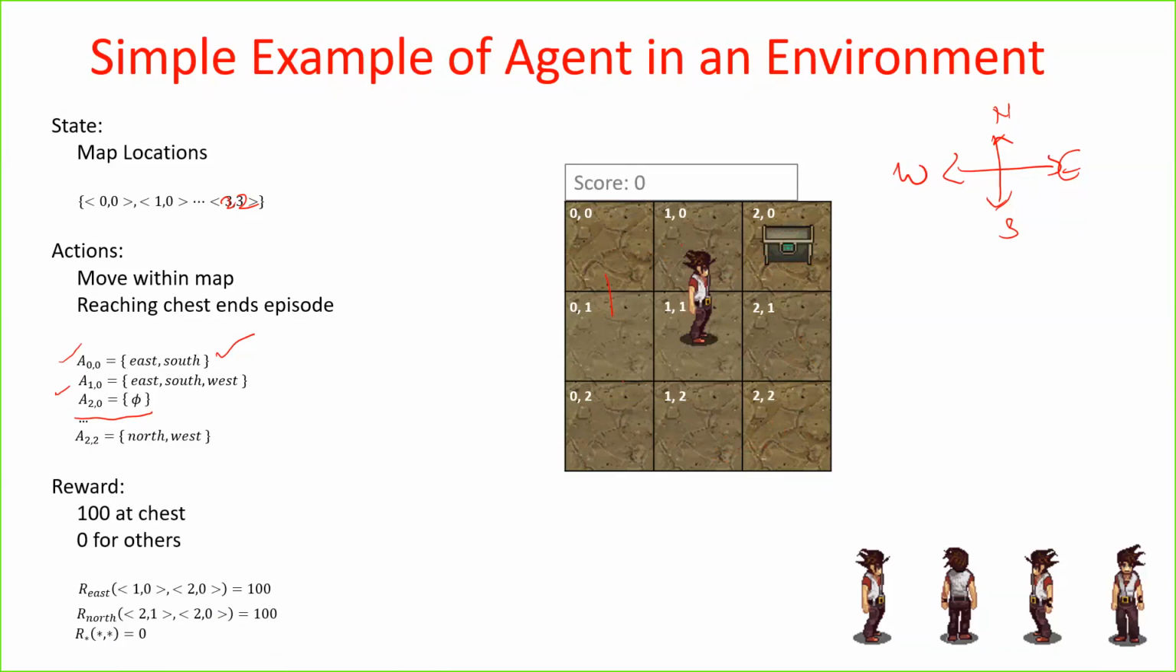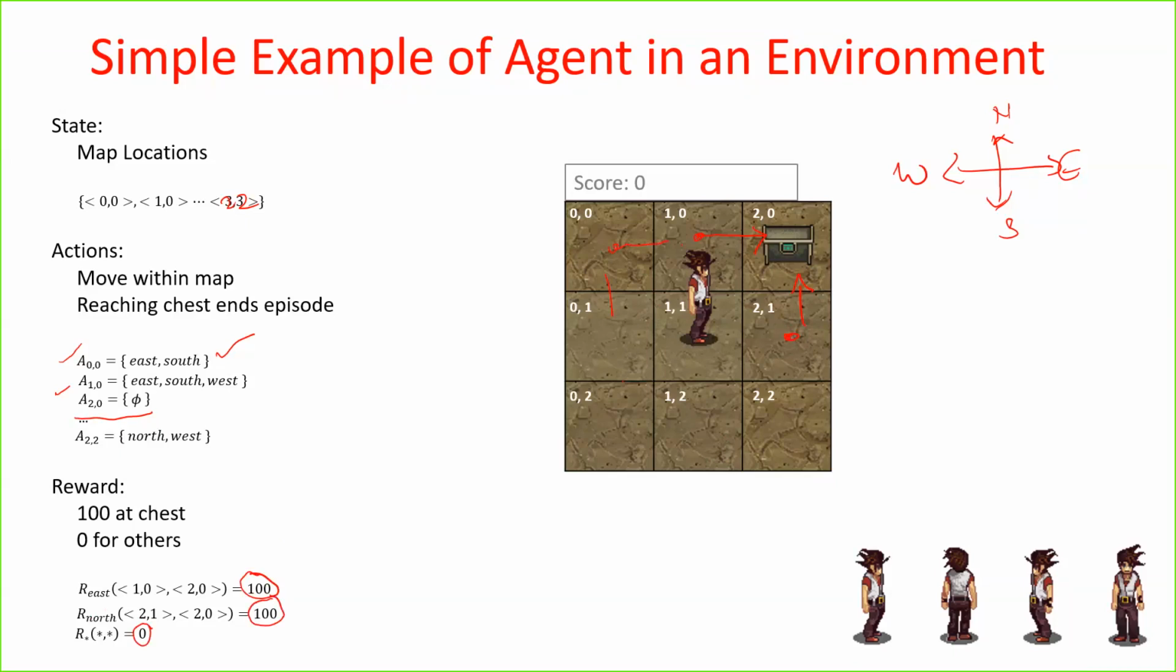See that. Suppose you are at this location and take an action of east, then you reach the chest. In this case, you receive a reward of 100. Suppose you are at 2,1 and move to 2,0, which means you are taking an action of north. Then also you receive 100. Anywhere else, or any other movement from any other state to any other state, you receive a reward of 0, right? So the agent receives a reward of 0.